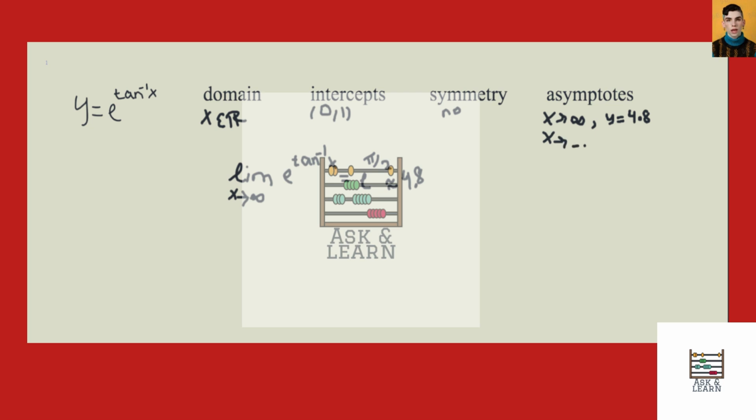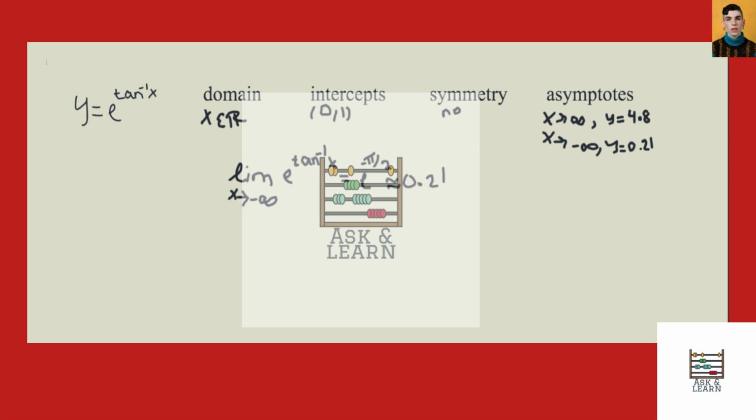And let's see what happens as x approaches negative infinity. So what would the answer be if x approaches negative infinity? Our answer is going to be e to the power of negative pi over 2, which is approximately 0.21. So we can put y approaches about 0.21. So those are our asymptotes.